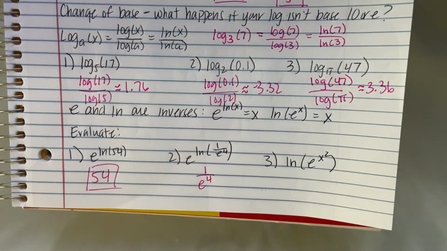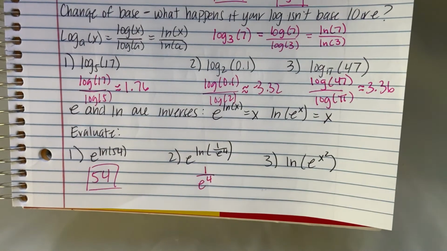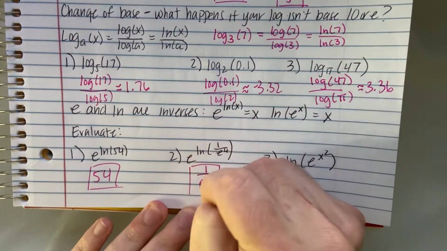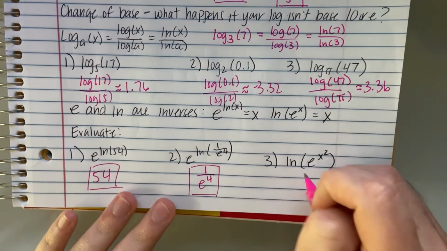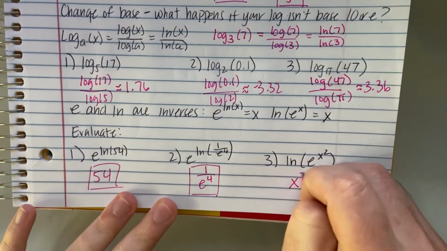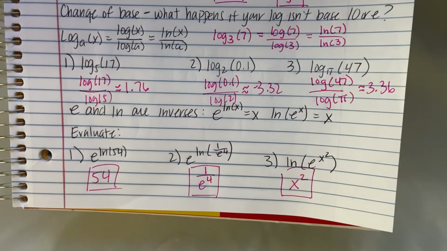Alternatively, you could have changed this to e to the negative 4th power, brought the negative 4 out, and had that ln and e cancel, but it would have given you the same answer. Just one e or the other, not both. The ln of e to the x squared, ln and e again cancel, and you get x squared. And that's it for 4.4.